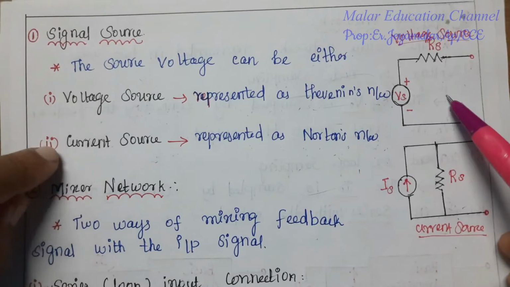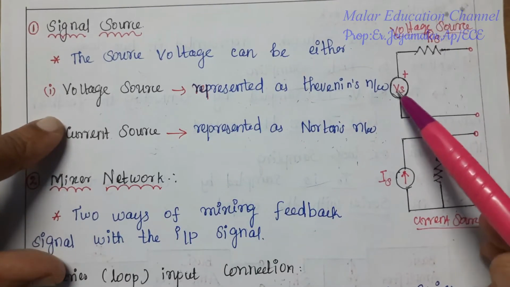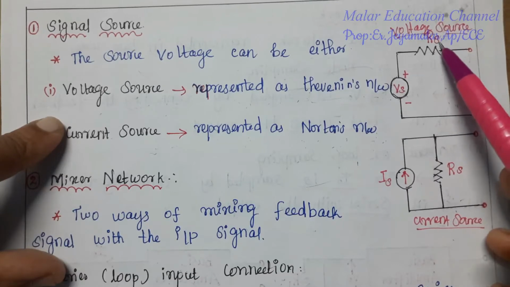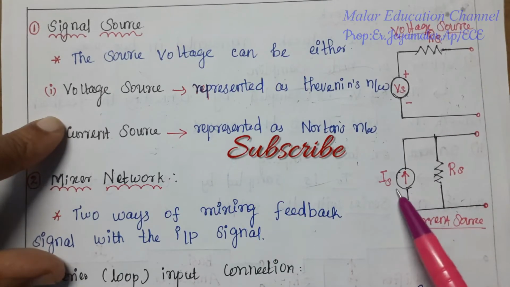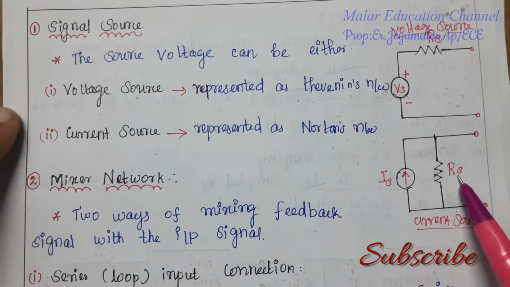This is the equivalent circuit diagram of the voltage source and current source. Vs, source voltage, along with Rs, that is source resistance, and here Is is the source current along with the source resistor.